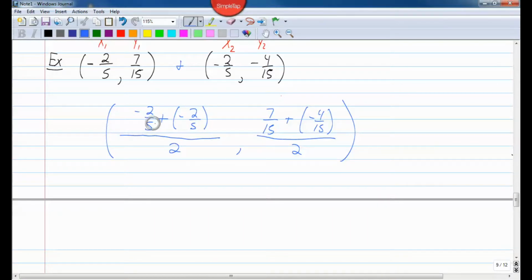Alright, so we have the same denominator here on this example. So negative 2/5 plus negative 2/5, that's negative 4/5 divided by 2. Same here, we have the same denominator, so that's going to be 3/15 divided by 2. And 3/15 will reduce, right? That'll reduce to 1/5. So actually we have 1/5 divided by 2.